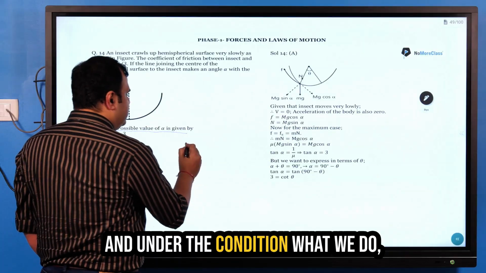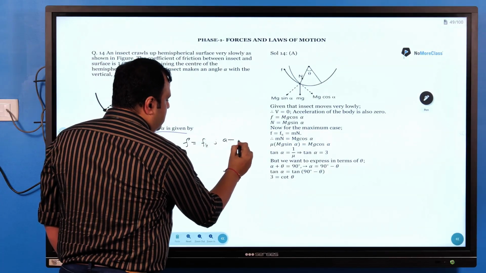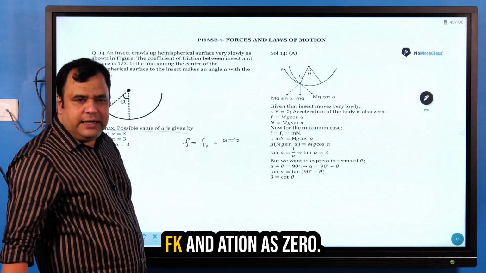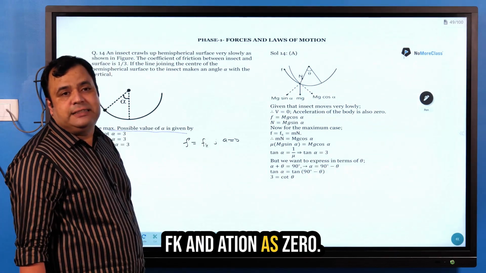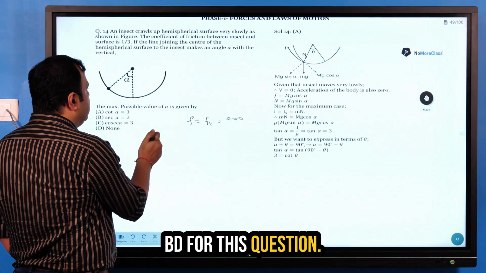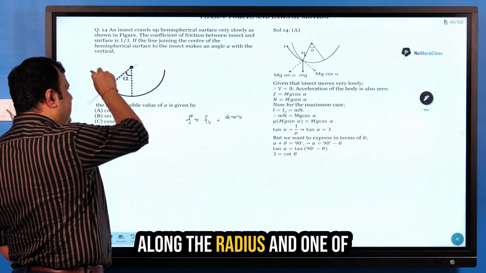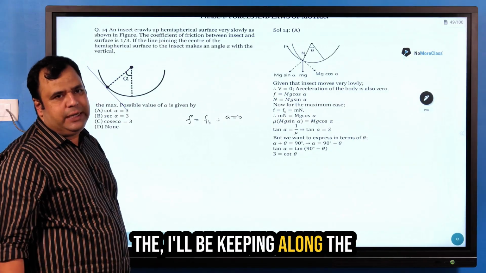Under the critical condition, what do we do? We make friction as Fk and acceleration as 0. This is the critical condition. So let me make the FBD for this question. I'll make the tilted FBD here. One of the axes I'll keep along the radius and one of the axes I'll keep along the tangent.